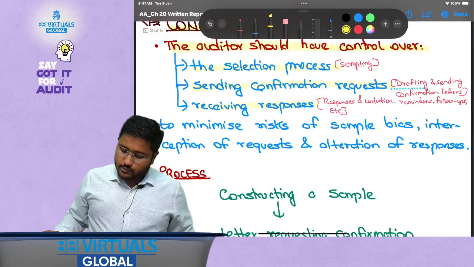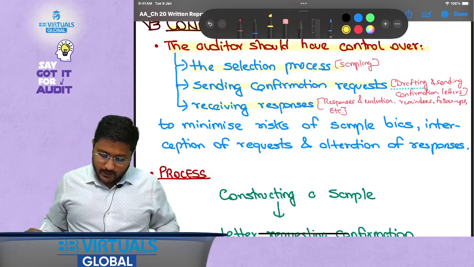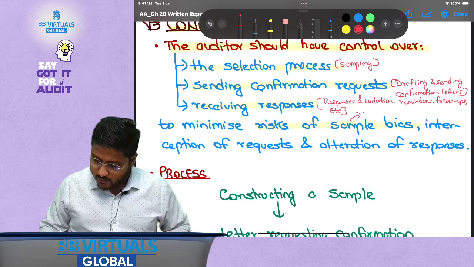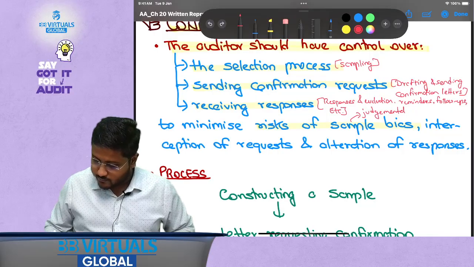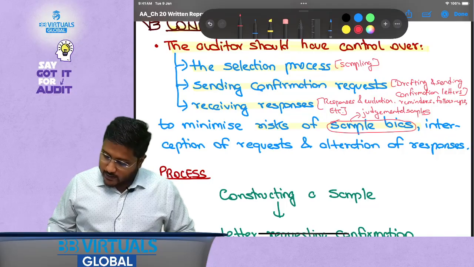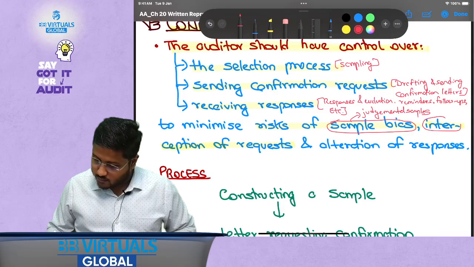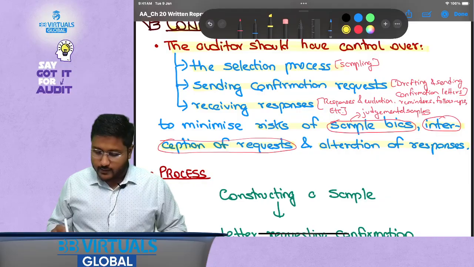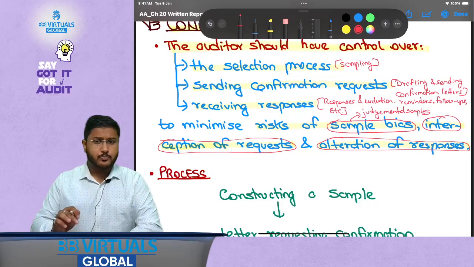Now, this is to minimize the risk of sample bias, interception of requests and alteration of responses. Sample bias means judgmental samples. Interception of requests relates to interpretation and communication. And alteration of responses means whether tracking of all the responses is done appropriately or not.